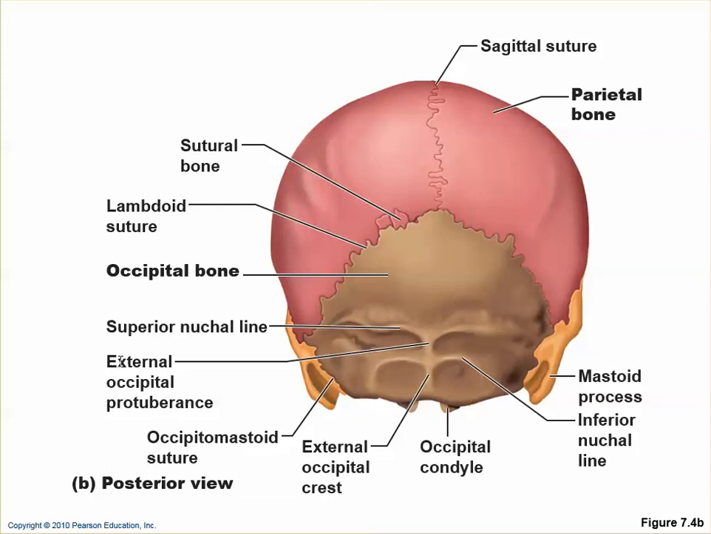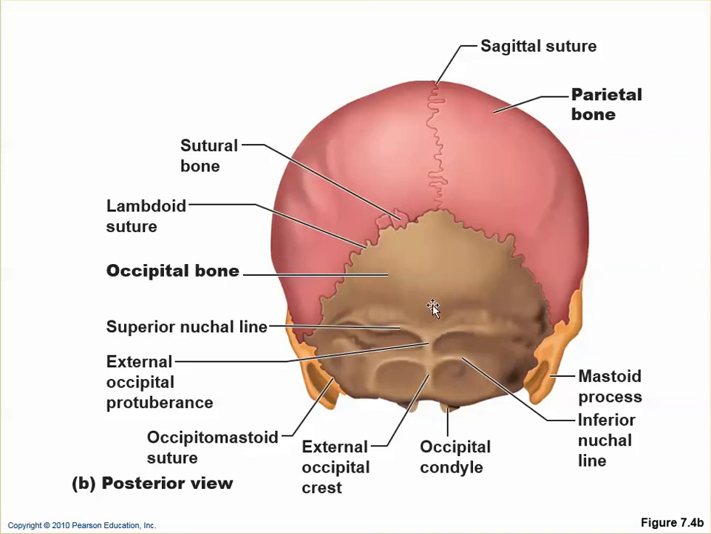If something is called the external occipital protuberance, then there must be an internal, or else they would only just call it the occipital protuberance. So whenever you see something named like that, an inferior nuchal line must mean there's a superior nuchal line. So it's like this. Now, most people know that this is the occiput.